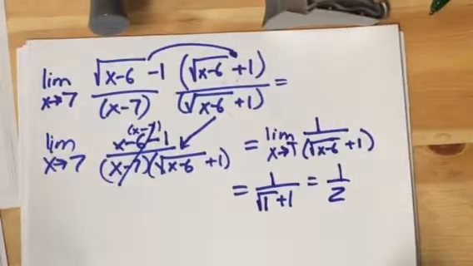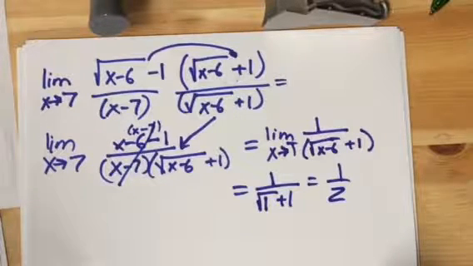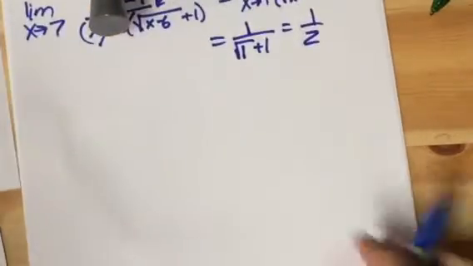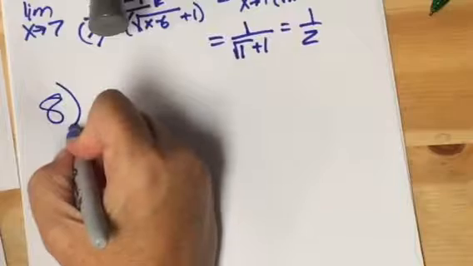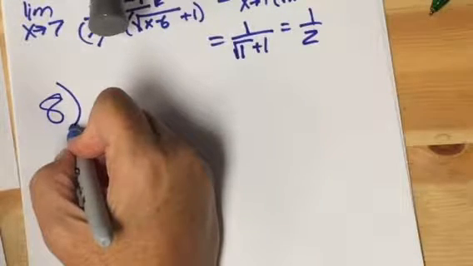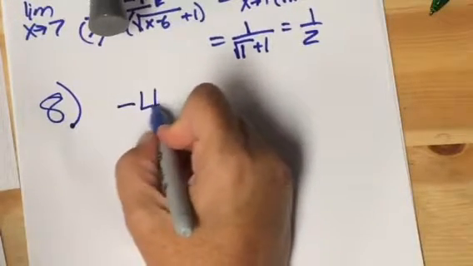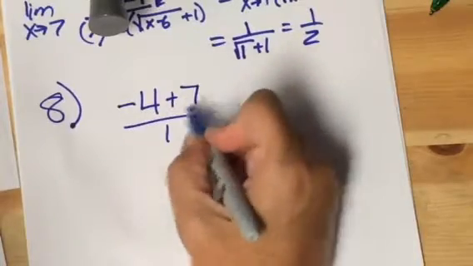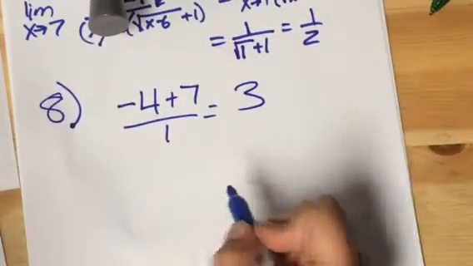Cotangent is -1, and the next one, when you plugged in, I believe you got, this is number 8. When you plug in for number 8, you get -4 plus 7/1, and that equals 3.